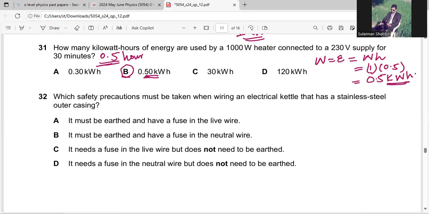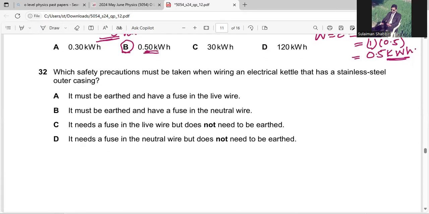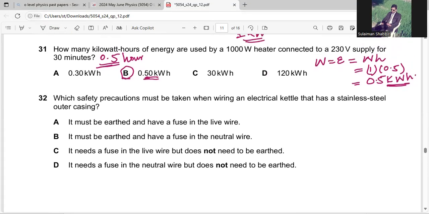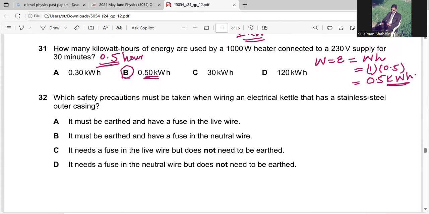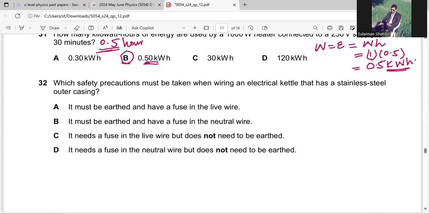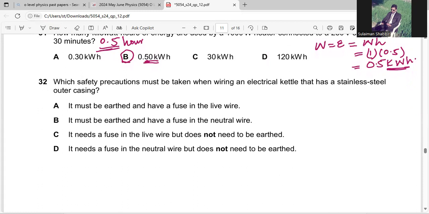Which safety precautions must be taken when wiring an electrical kettle that has a stainless steel outer casing? It must be earthed and have a fuse in the live wire. Yes, he is correct, because a charge can be deposited, and short circuit is possible. So the fuse in the live wire should be taken into account. So it is the right answer also.